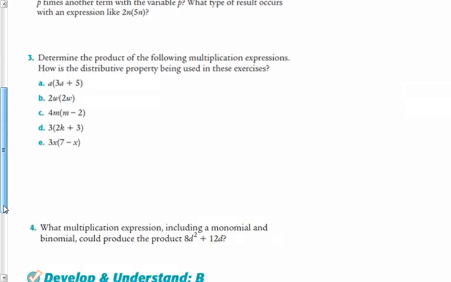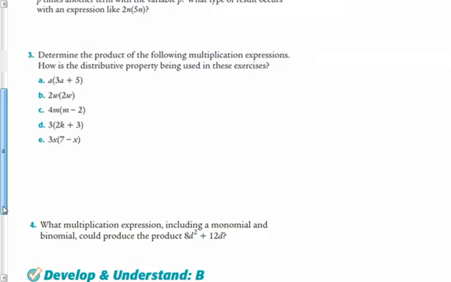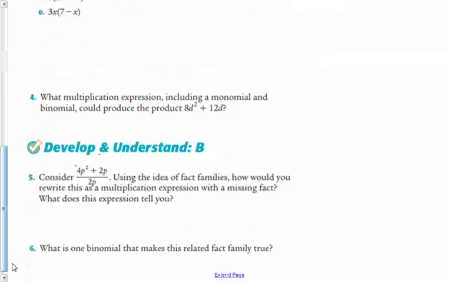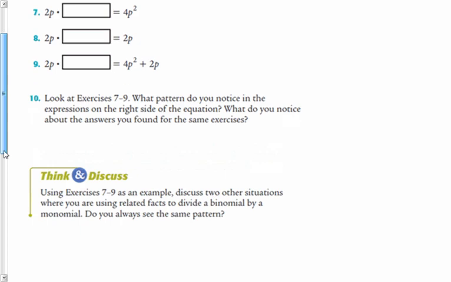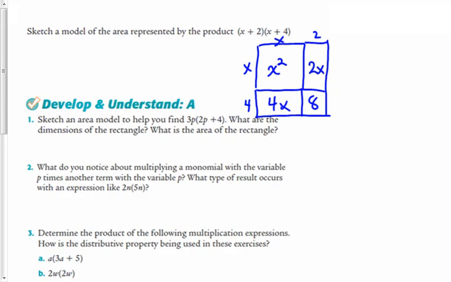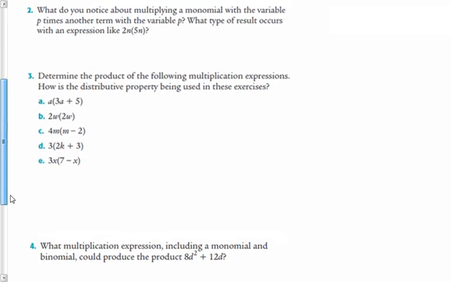All right. I'm going to go down here to this example, dividing 2x plus 6 by 2. We're going to work on that one. First of all, let's just remember what it means to multiply an expression like this one: 3 times the quantity 2k plus 3.